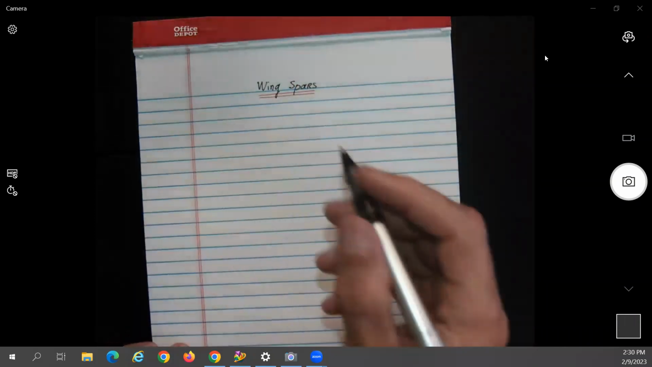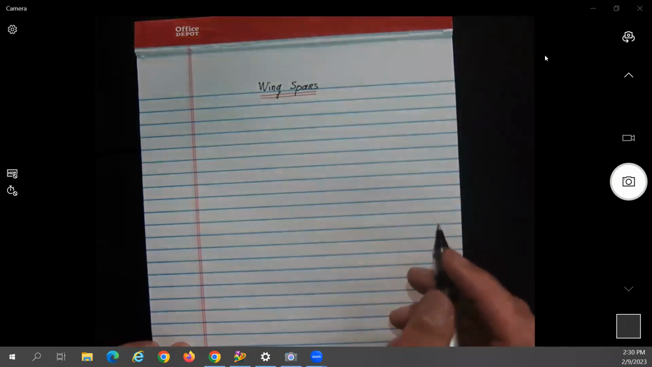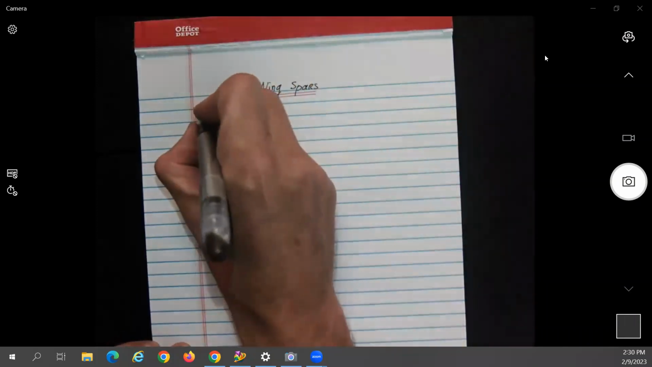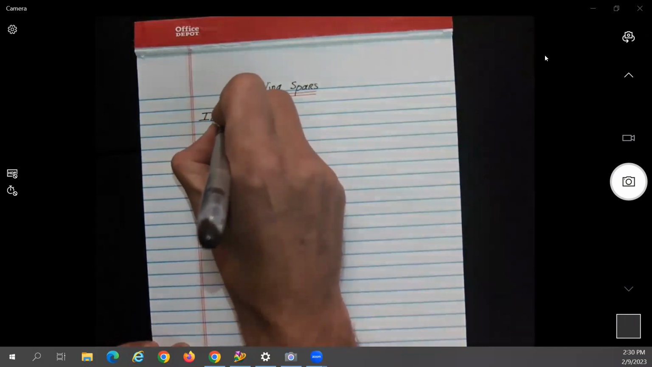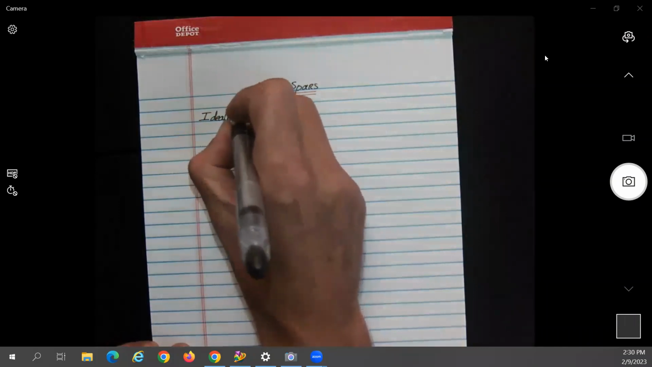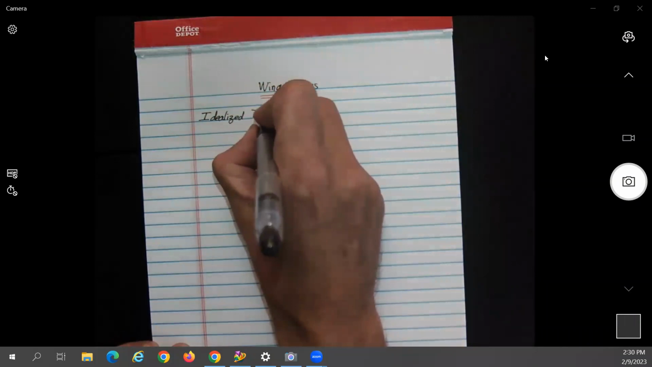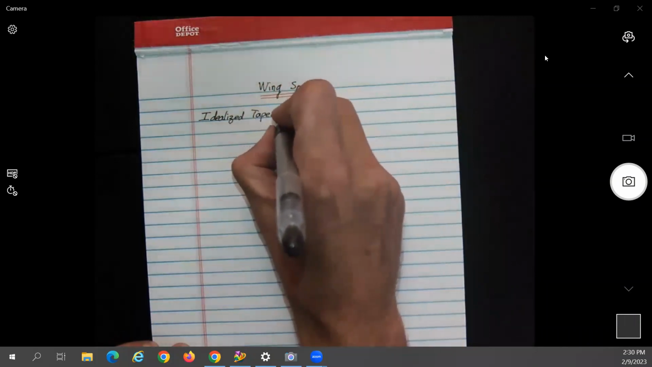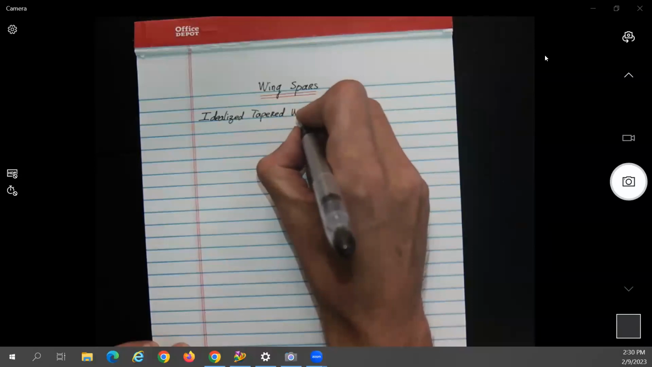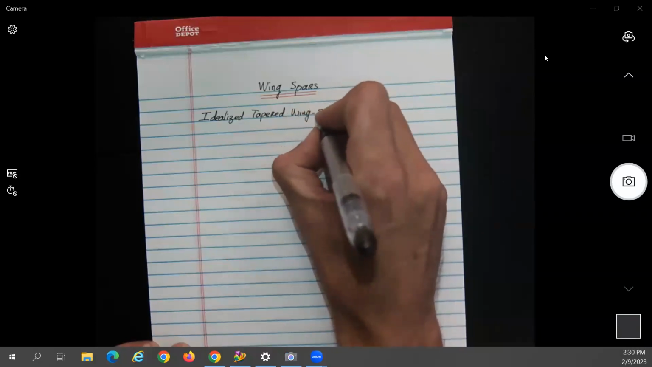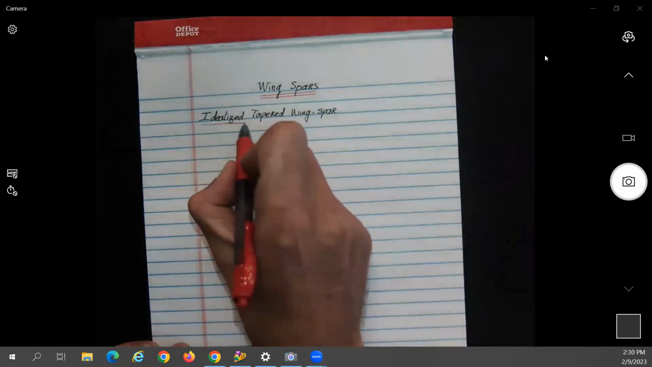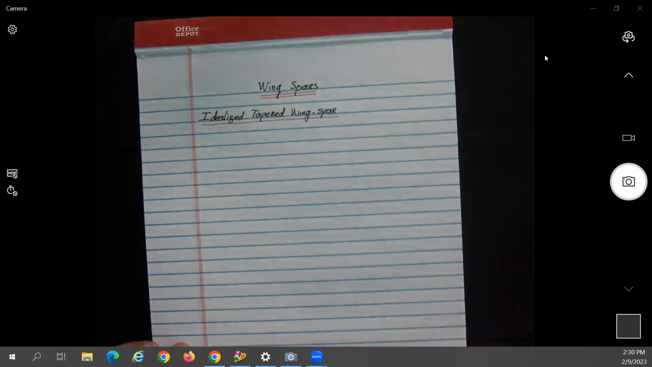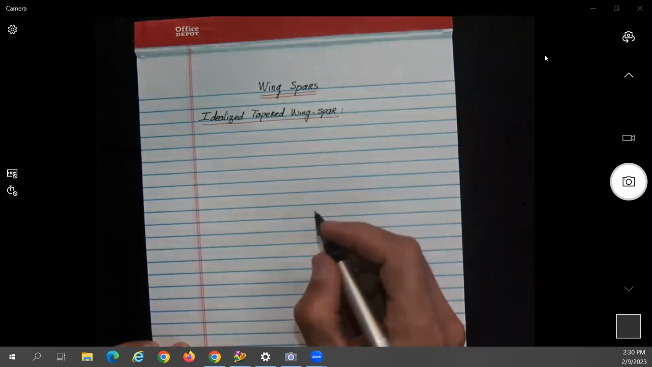Okay, and the best thing over here is just to start with an example, with a simplified example, the simplest example we can, and then we move to a more complicated one. So here, the first one is an idealized taper Wing-Spar. So here the new word is really taper.